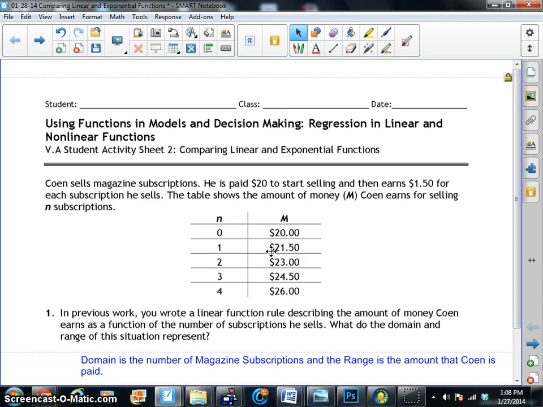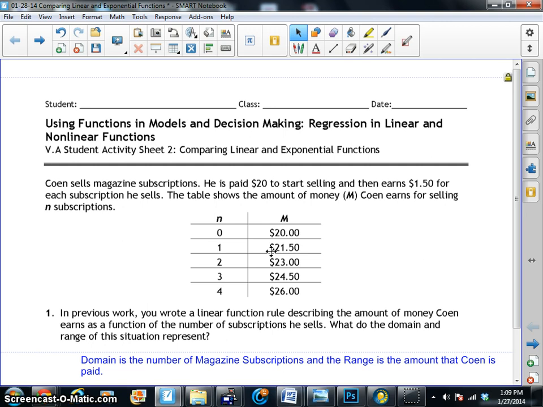This is just a real quick tutorial on comparing linear and exponential functions. We're going to get something called add rules and add-multiply rules. As you can see right here, we have a situation where this guy is selling magazine subscriptions. It's the same guy from a couple of worksheets ago. He is paid $20 to start selling and then earns $1.50 for each subscription he's filled.